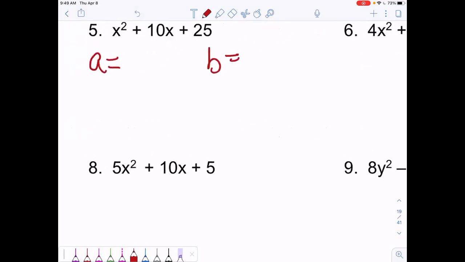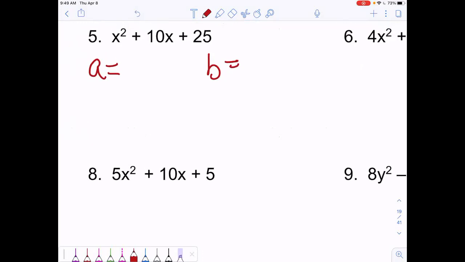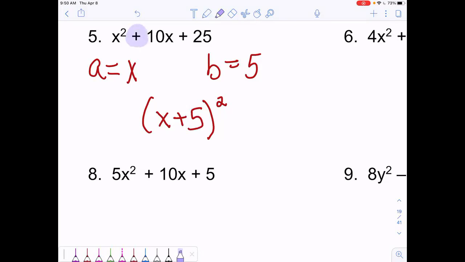So Bill, if we're looking at 5x squared plus 10x plus 25, what is the A and the B? Right, x and 5. Now you're going to have to remember there are 3 terms. So when we factor with 3 terms, your answer should be 1 parenthesis squared. And then Bill, what goes inside that parenthesis? Why did you say plus? Yeah, so it's a positive 10 in the middle. So when you factor it, it should be a plus.